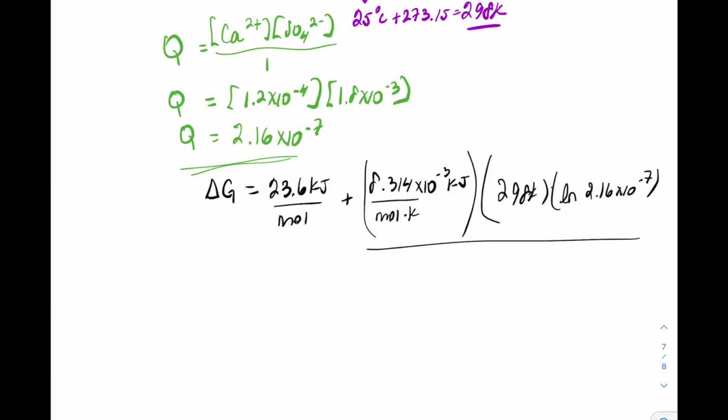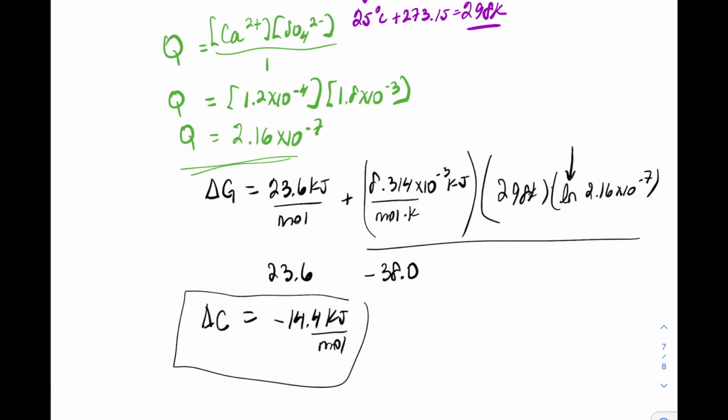So let's get all of this number here on the right. Hit the LN button on your calculator, times 298 times 8.314. And that's negative 38, and I'll put the 0 there for 3 sig figs. So that's 23.6 minus 38, and so I get negative 14.4, and the units here are going to be kilojoules per mole. That's our final answer.